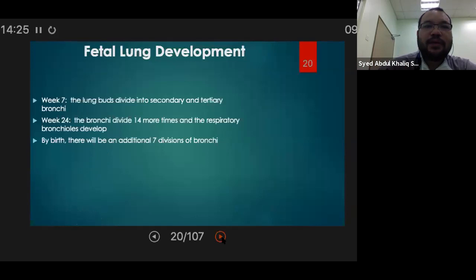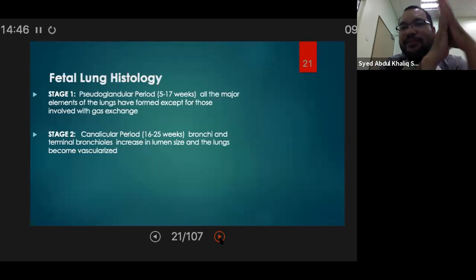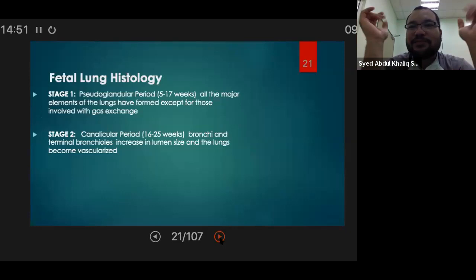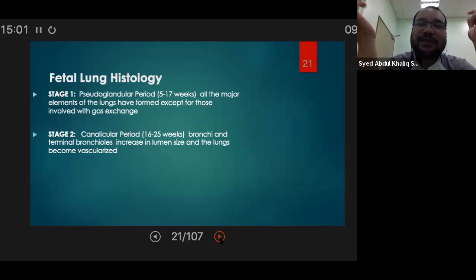And then by week 7, the lung buds divide into secondary and tertiary bronchi. By week 24, the bronchi divide 14 more times and the respiratory bronchioles start to develop. And by birth, there will be an additional 7 divisions of bronchi. When does the fetal lung complete development? In a human, when does the lung complete development? At 13 years of age. Yes, up to 13 years of age, because it takes time. Sometimes our lung before 13 years is not fully developed yet. So this is an ongoing process.